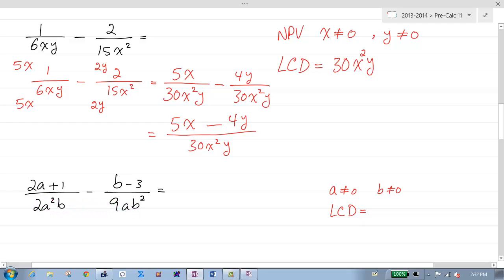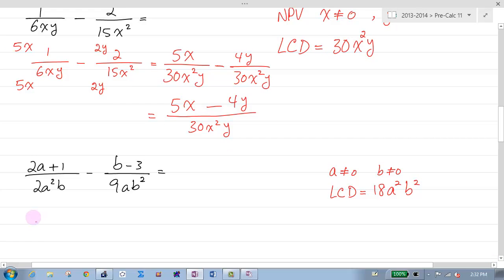I'm going to rate this LCD of these two fractions. What a number that divides into 9 and 2 is 18. Then I have a to the highest power, which is a squared, and b to the highest power, which would be b squared. That would be the LCD of these two fractions.